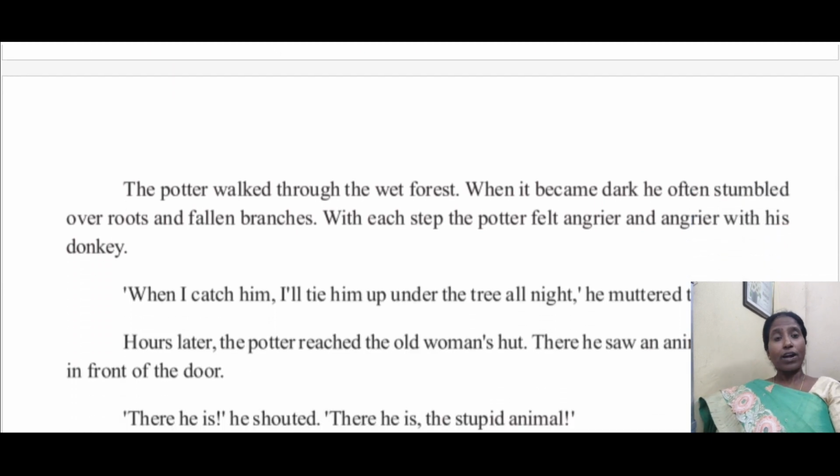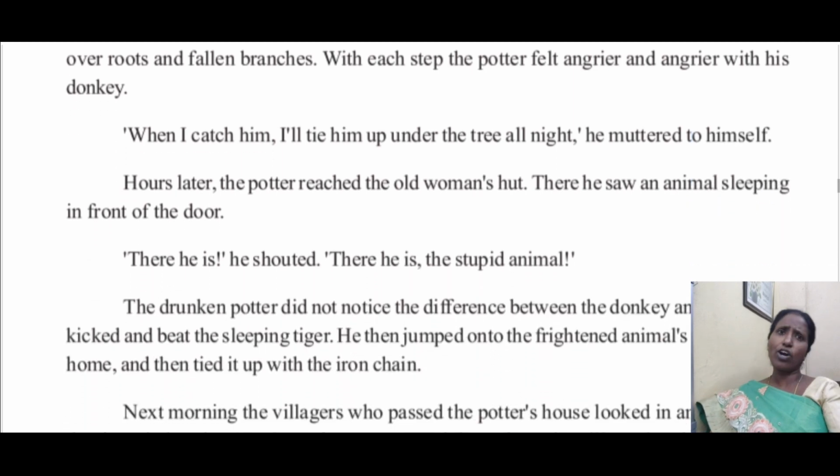The potter walked through the wet forest. When it became dark, he often stumbled. Stumbled means fell down, over roots and fallen branches. So he went in search of his donkey into the forest, and as it was wet, he was slipping and falling. With each step, the potter felt angrier and angrier with his donkey. Each time he fell down, he got even angrier.